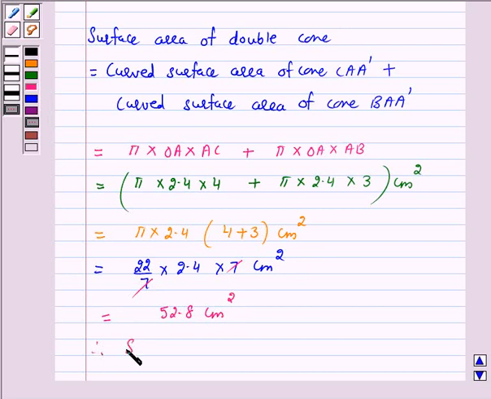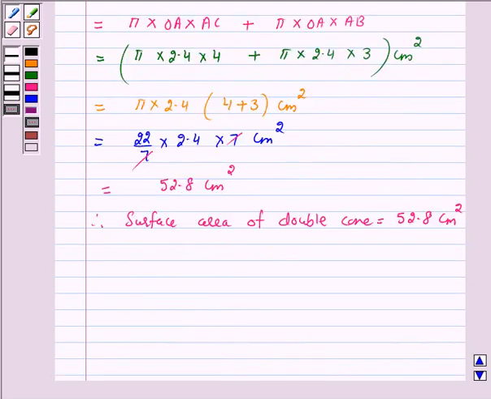Therefore, surface area of double cone is equal to 52.8 centimeter square. Hence, the answer for the above question is: volume of the double cone is 30.17 centimeter cube, and surface area of double cone is 52.8 centimeter square.